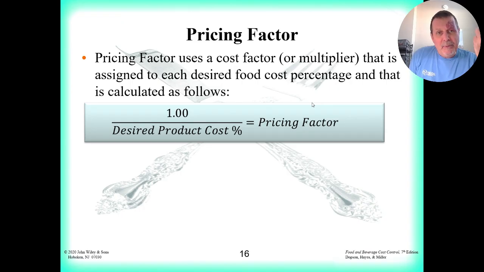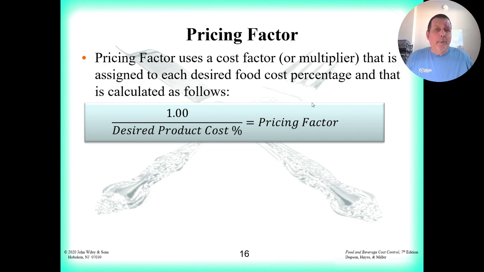Okay, if I keep it as a percentage, I divide the cost by that percentage. But I don't want to do that. I want to just multiply that cost by something. So I'm converting that percentage into a multiplier. How do I do that? Right here. 1 divided by the food cost percentage equals my pricing factor. So that 32% that I had, if I have 1 divided by 0.32, my factor is 3.12.